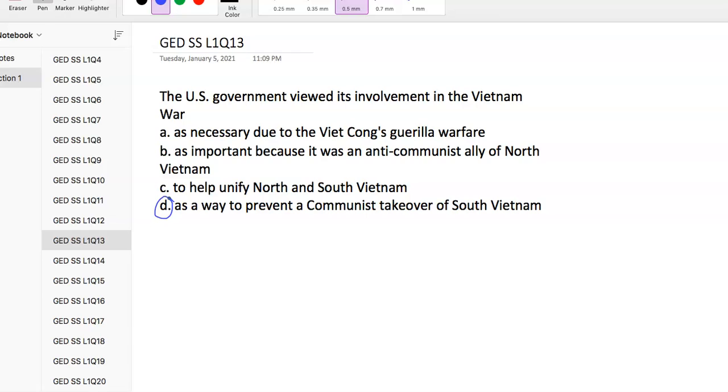For a little information, though, about the Vietnam War, it was fought between North Vietnam, supported by the Soviet Union, China, and other communist allies, and the government of South Vietnam, supported by the U.S., Philippines, and other anti-communist allies. The U.S. government viewed its involvement in the war as a way to prevent communist takeover of South Vietnam. The North Vietnamese government and the Viet Cong were fighting to reunify Vietnam, but that was not the interest of the U.S. government.